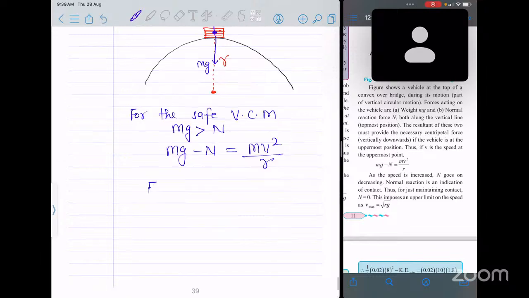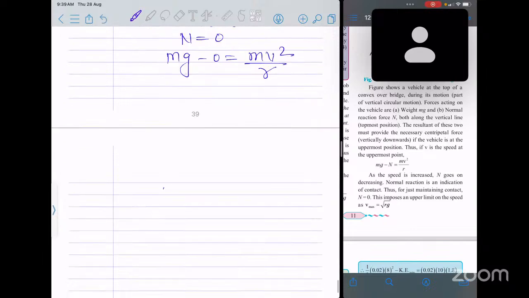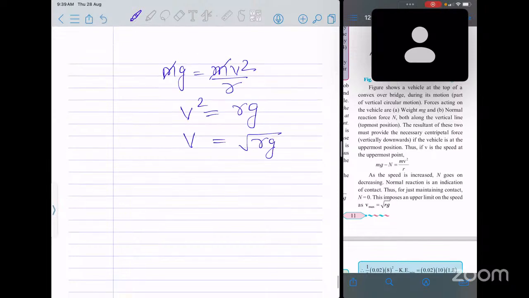तो लिखा हुआ है फॉर जस्ट maintaining the contact, N कितना हो जाएगा इस केस में, 0. तो mg minus 0 is mv square by r. So mg is equal to mv square by r. m से m factor cancel, so v square is rg. So v will be square root rg, and we will call it maximum possible speed allowed to do the stunt.